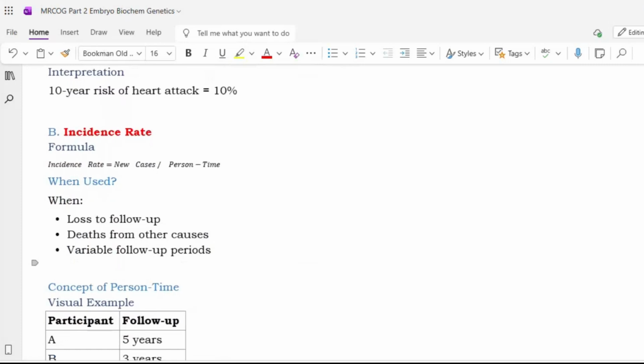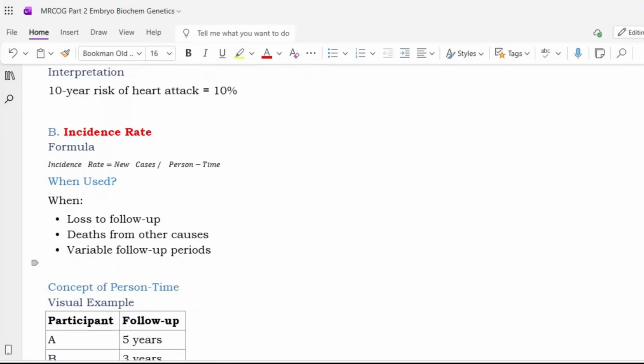So it is used when there is a loss to follow-up, deaths from other causes and a variable follow-up period, because these are the practical situations which are going to happen. You have the population at the start, but all the population may not last till the end of the study. They may lose the follow-up, there may be death, and you may have a variable follow-up period.